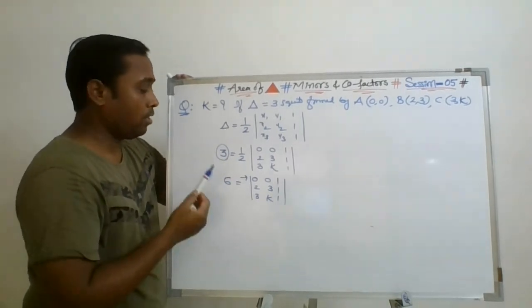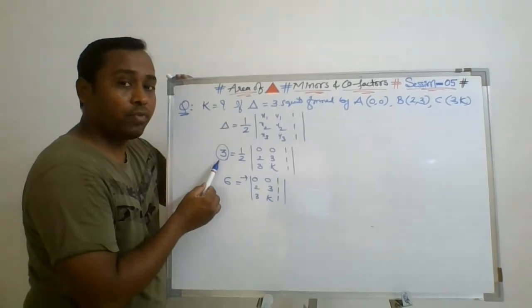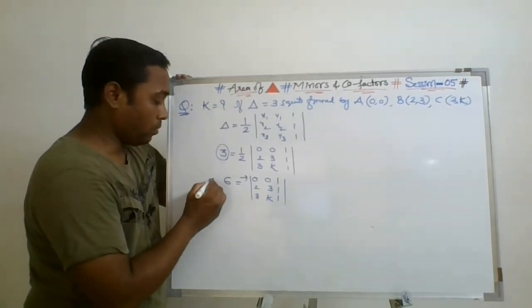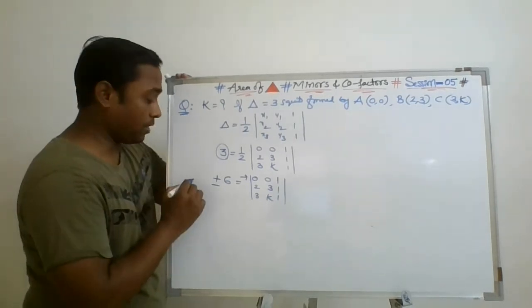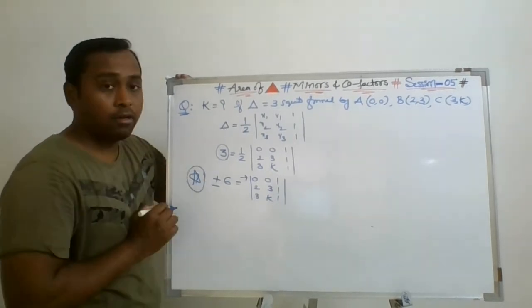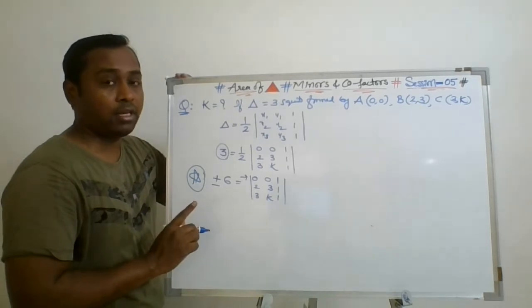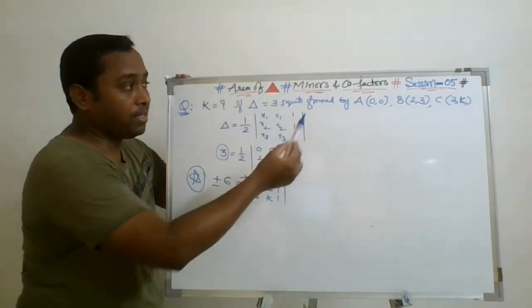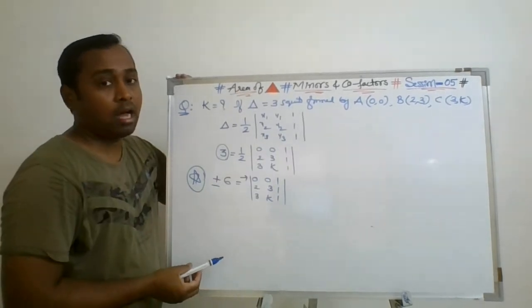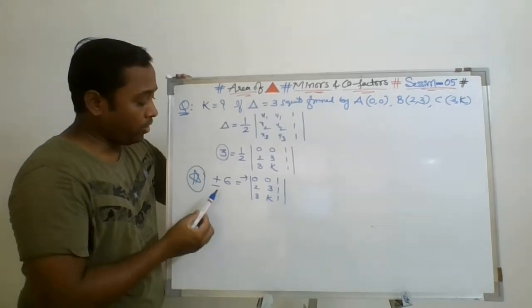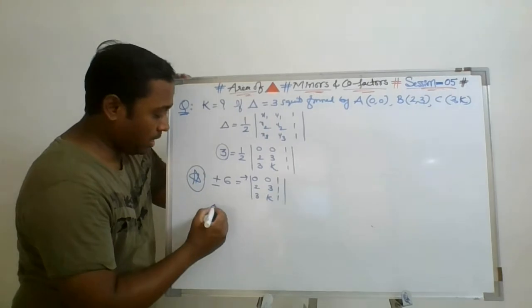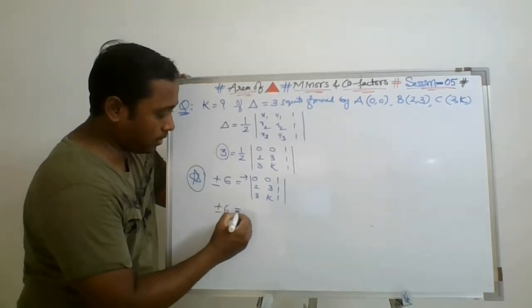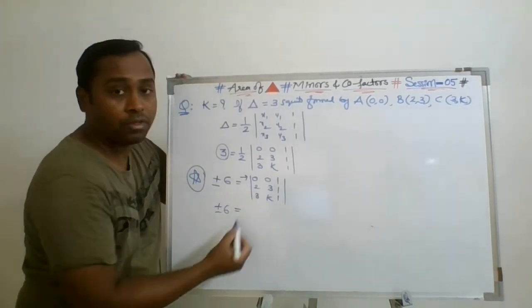So that is why we need to take this value as two possibilities, plus or minus. Very, very important point to be remembered. Whenever area is given, while finding the missing variable or missing value, you need to take this plus or minus sign. That is a must. So ultimately plus or minus 6 is equal to, now expand along the row 1.